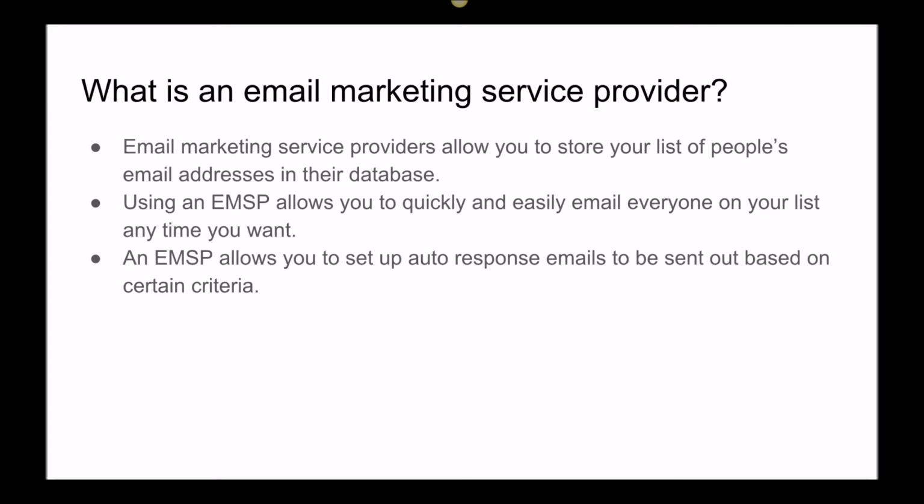An EMSP allows you to set up auto response emails to be sent out based on certain criteria. So once someone opts into your list, you may want to have an immediate response sent to them, thanking them for opting in, giving them their download immediately, that sort of thing. You don't want to have to be on notice all the time to see, did someone opt in? Okay, they did, let me email them back quickly. Because it could be hours or days before you realize that someone had entered their email address and wanted whatever you have to offer them, which in this case is our freebie or lead magnet.